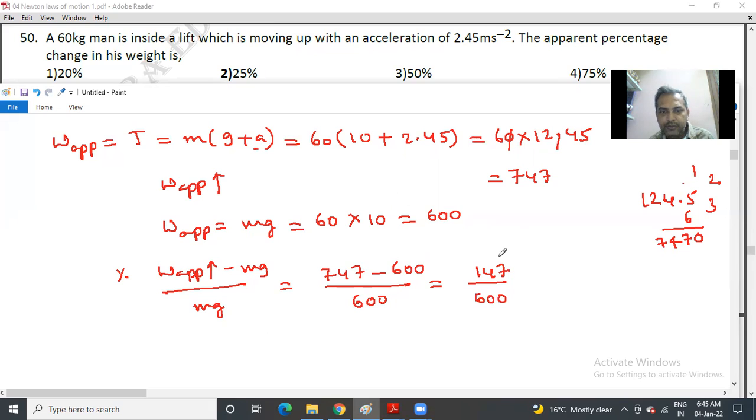When a percentage question is being asked, it will be multiplied with 100. Now 147 into 100 is 14700 divided by 600. So you can cancel this and this. So 147 by 6. If G value is taken as 10, so you'll get 150. 150 by 6 is 25. 25% is the correct answer. Second option is correct. Let us move to the next question.